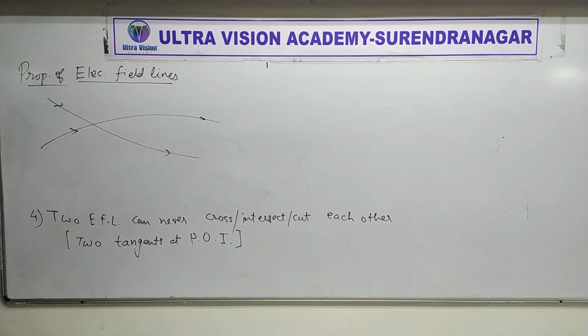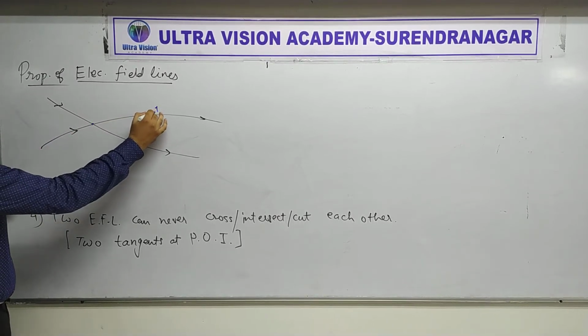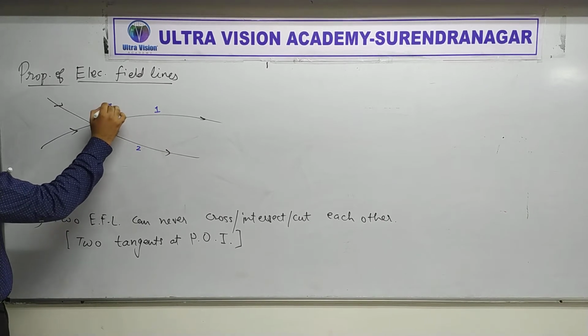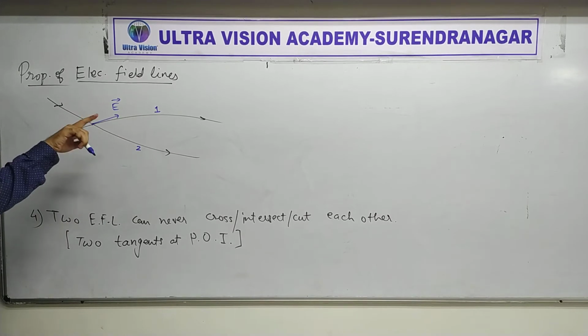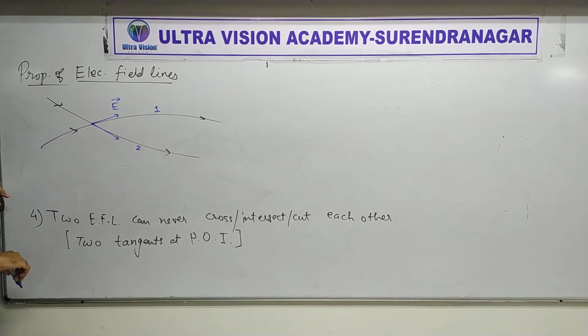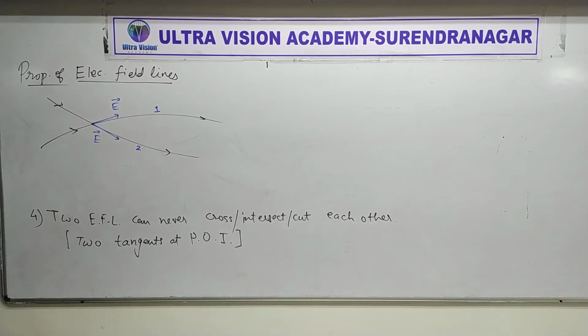Why, is there any problem if there are two tangents? What's the problem? The problem is direct. Here, if you look at field line number 1 and number 2, number 1's tangent is in this direction. Do you agree? But number 2's tangent is in this direction. Yes or no? But we know that the tangent direction indicates the direction of the electric field.